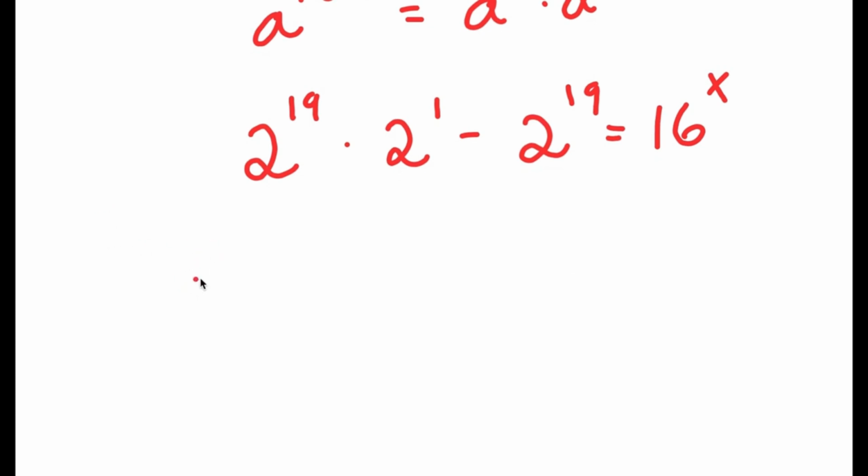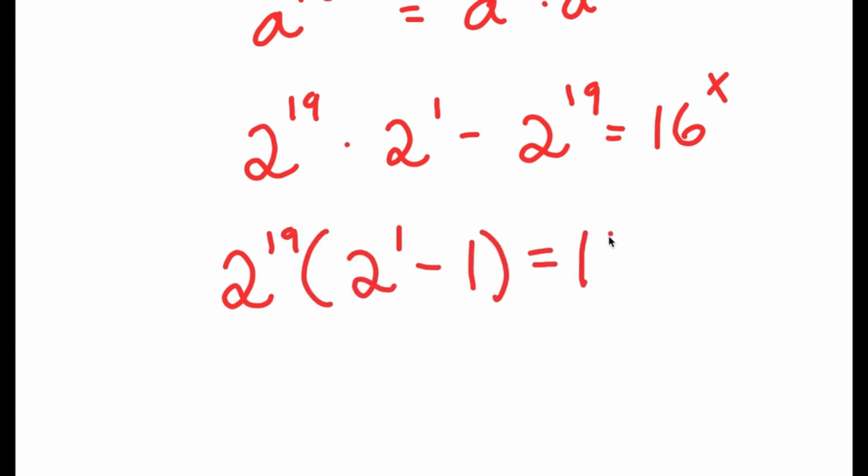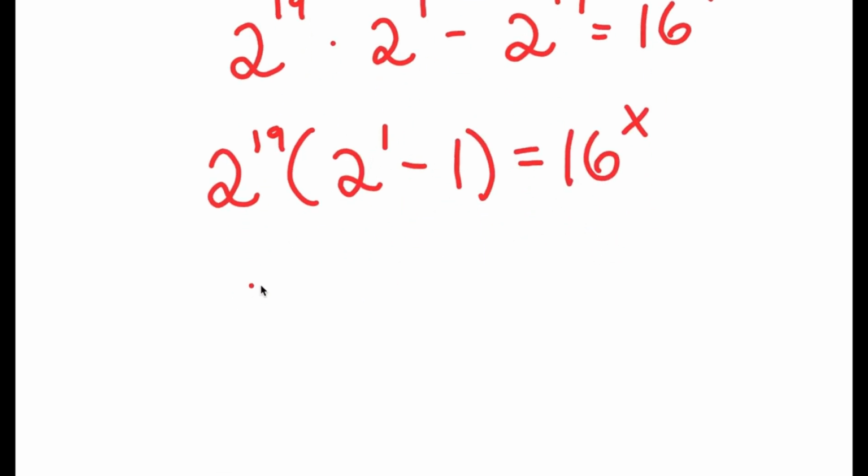Now from here, if I factor out 2 to the power of 19 from my left-hand side, I get 2 to the power of 19 times 2 to the power of 1 minus 1 is equal to 16 to the power of x. And 2 to the power of 1 minus 1 is simply equal to 1. And anything times 1 is itself. So I have 2 to the power of 19 is equal to 16 to the power of x.